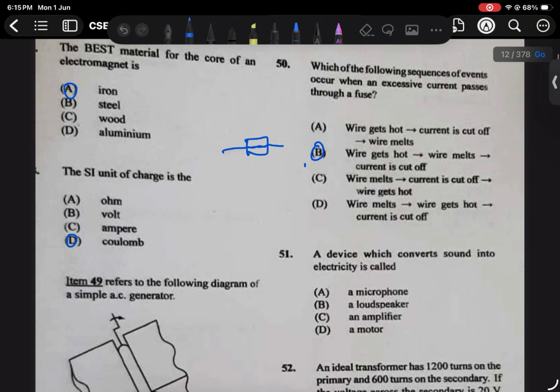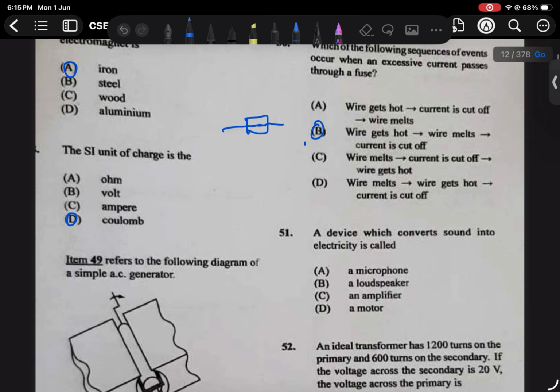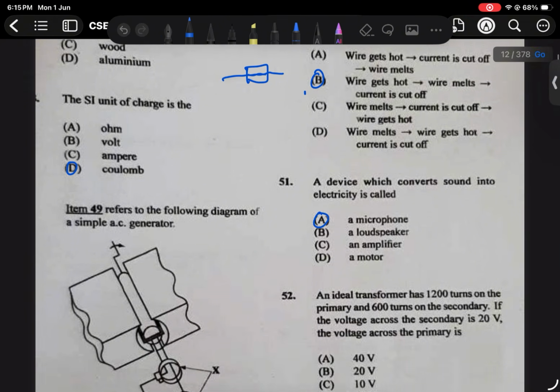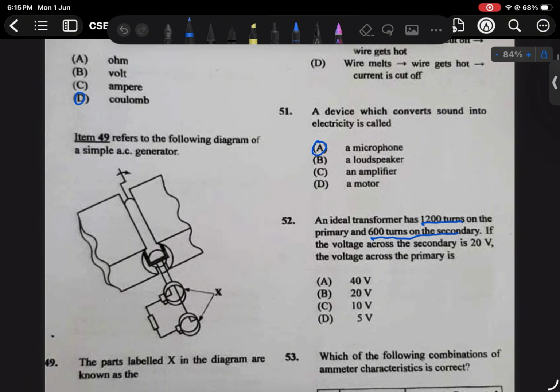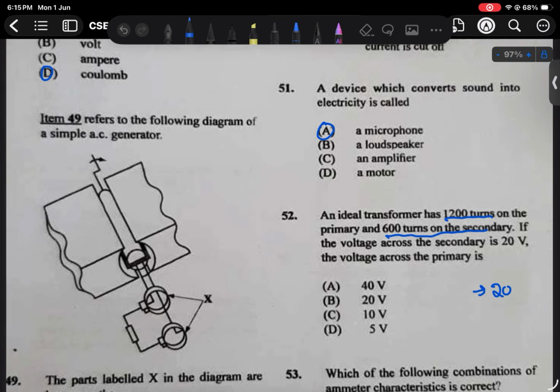A device which converts sound into electricity is called... So the microphone would convert your audio and it would send it through electronic signals to the computer. So a microphone. An ideal transformer has 1,200 turns on the primary and 600 turns in the secondary. If the voltage across the secondary is 20 volts, what's the voltage across the primary? So you know that it's a step-down transformer. The secondary coil has fewer turns than the primary, and the voltage would be reduced by half, so it'd be 40 volts.